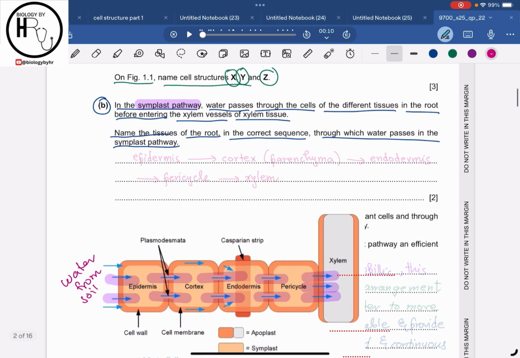So what will be the correct sequence over here? The sequence will be the epidermis, then the cortex cells, which is also known as the parenchyma cells, then the endodermis, then the pericycle layer of cells, and then the xylem. So this is the whole sequence of the symplast pathway. I hope it's clear to all of you.